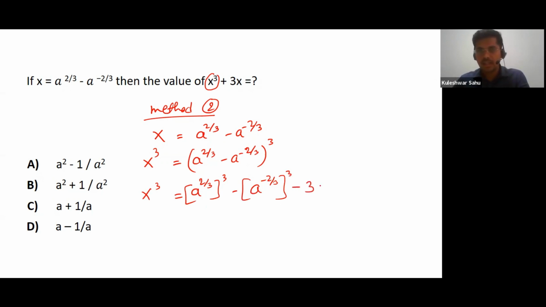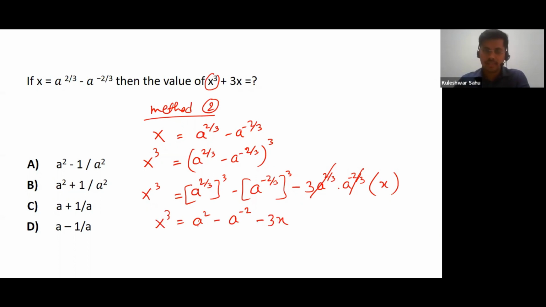minus 3 times a to the power 2 by 3 into a to the power minus 2 by 3 and (a minus b), which is ultimately going to be x. a to the power 2 by 3 and a to the power minus 2 by 3 will get cancelled because they are reciprocals, and we get a square minus a to the power minus 2 minus 3x is equal to x cube. So we can see if I just shift minus 3x to the left hand side, we will get our answer, which is x cube plus 3x is equal to a square minus 1 by a square, which is again option A.